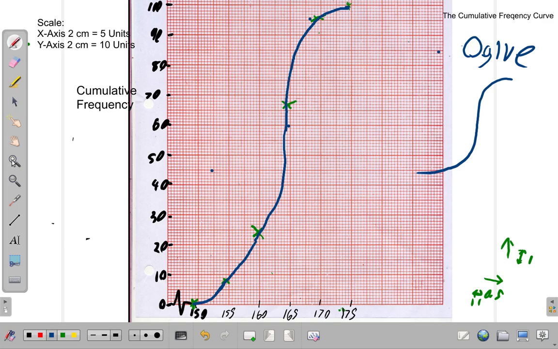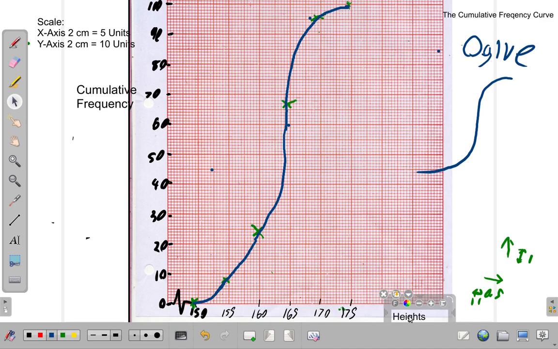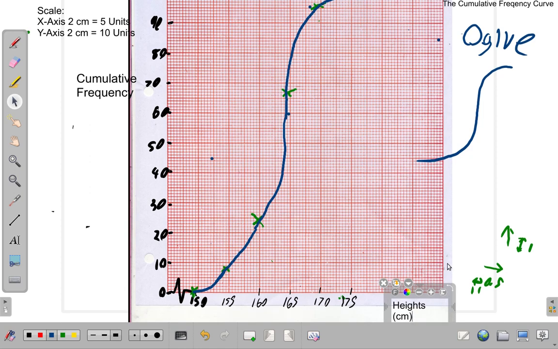Alright, now I didn't label the bottom here as height. Remember to label your axes, right? Alright, now it's called an ogive.